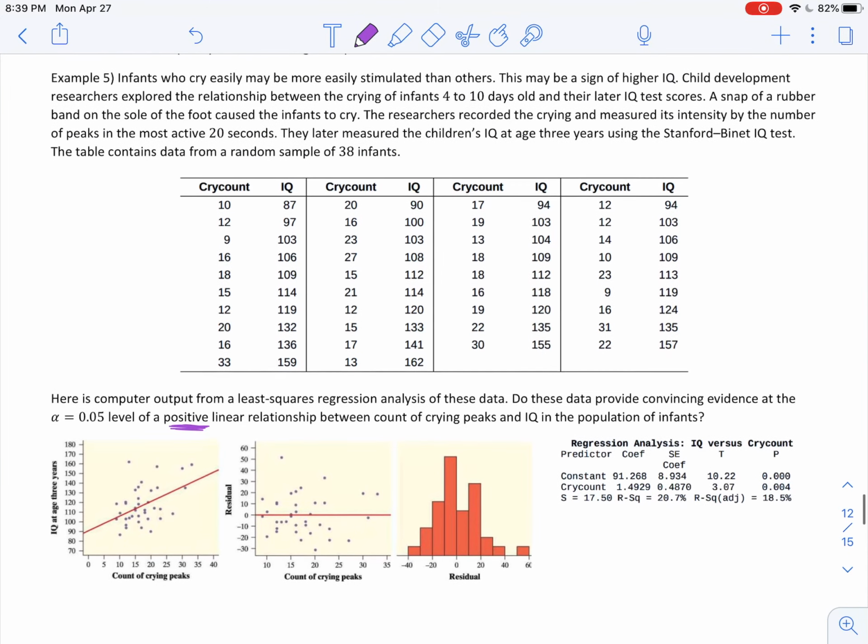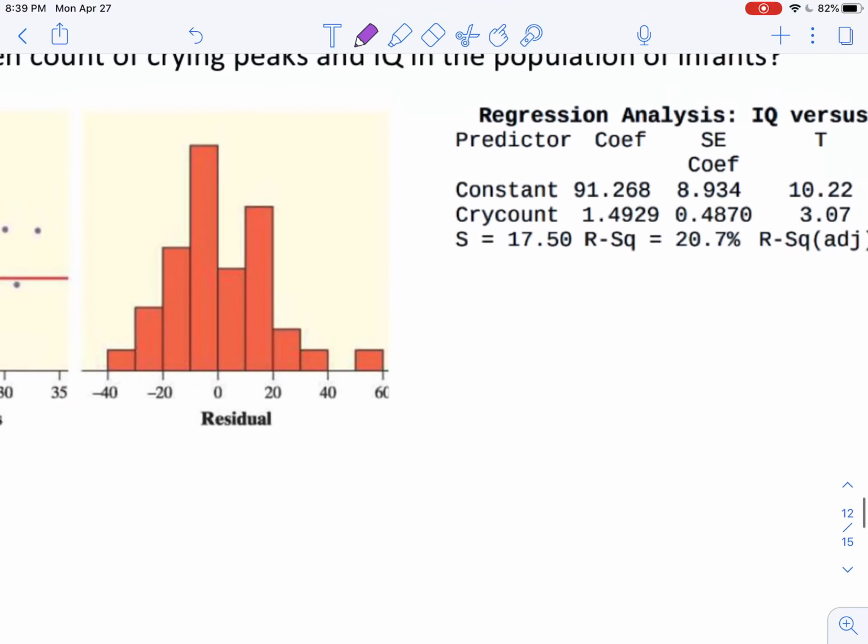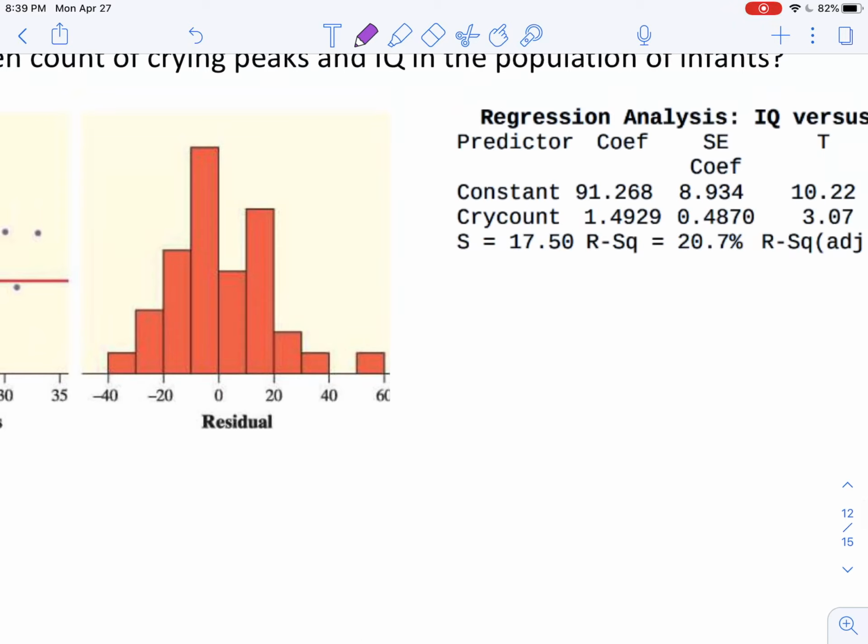I is independent. Since we are selecting infants from the greater population, I should check my 10% condition. How many did we have here? 38 infants. And you can assume that that's less than 10% of all infants, so we're good with independence. And then we next need to check for normality.